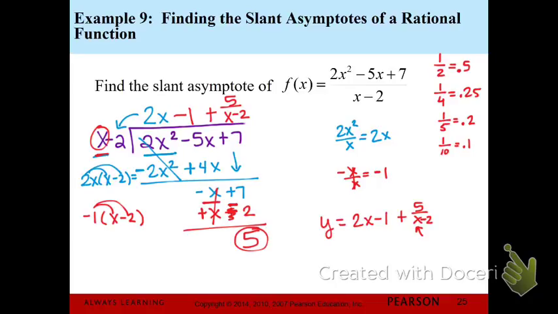0.1. So as my number on the bottom gets bigger, what's happening to my number? It's getting smaller. So as x gets bigger and bigger and bigger, what's going to happen to that fraction? It's going to get smaller and smaller and smaller until basically it's going to zero out. So because of that, we don't use the remainder for our slant asymptote. So my slant asymptote is just y equals 2x minus 1.